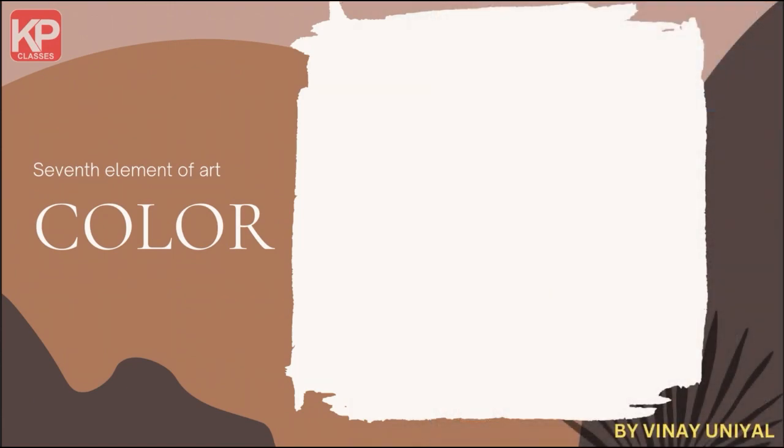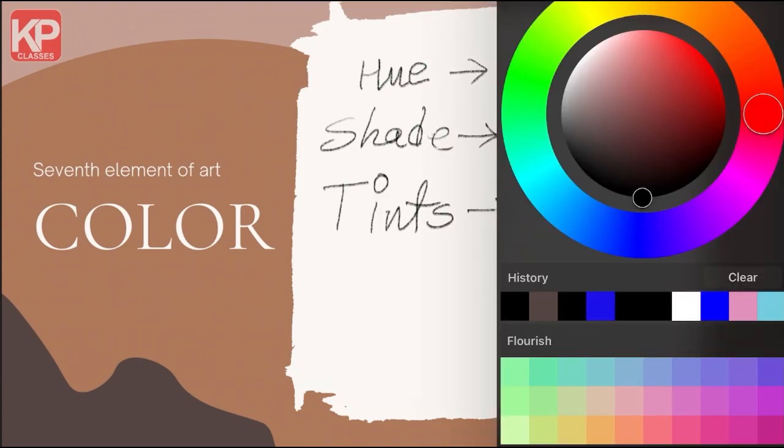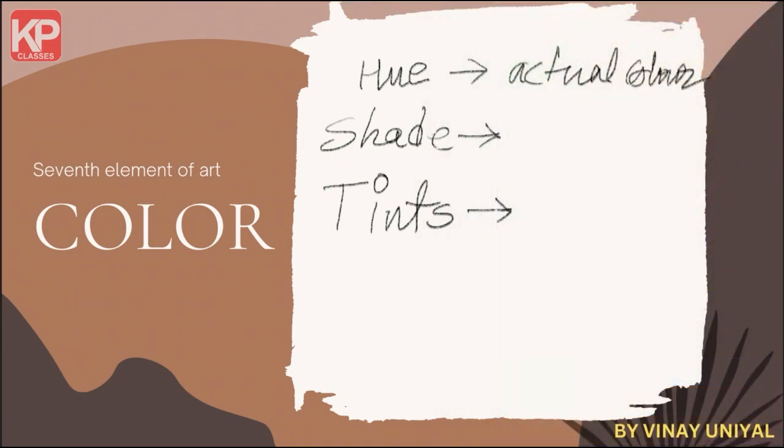You just need to understand a few terms related to color. Color is divided into sections. First we have hue, H-U-E, which means the actual color. Next we have shade and tints. I'm going to give you a very basic example so that you can understand this clearly. I'm going to take this yellow color here. This actual color means the name of the color. The yellow color you can see on the screen is the hue.